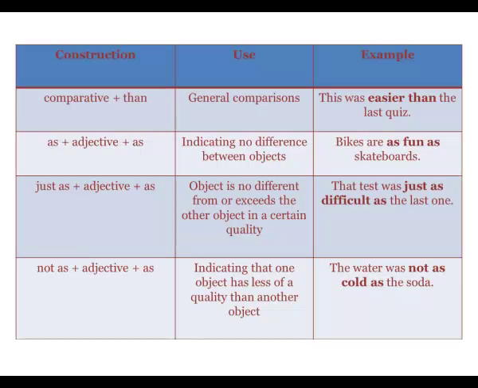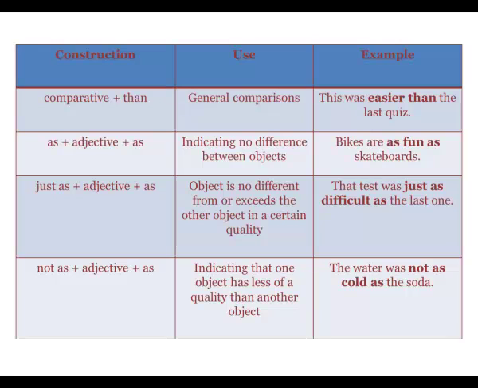Here in this table are a few common constructions used for comparison. The most common may be the comparative plus than, which is used for general comparatives, as in, "This quiz was easier than the last quiz." If you want to indicate that two objects are no different from each other in a certain quality, use the as plus adjective plus as construction. For example, bikes are as fun as skateboards.